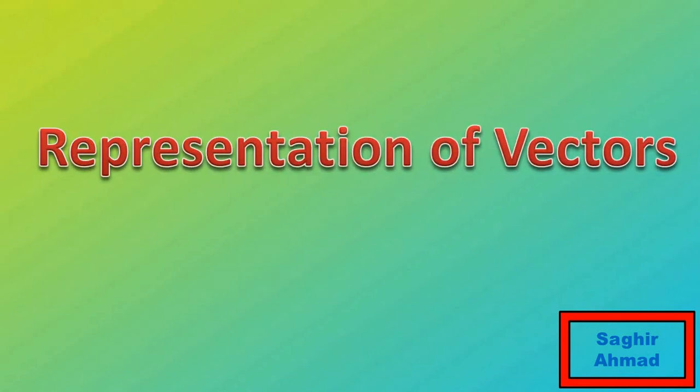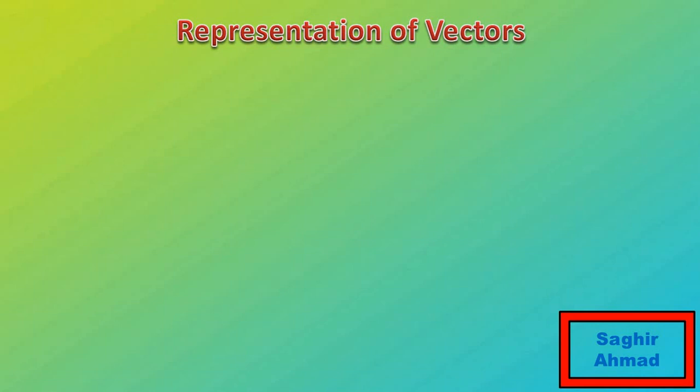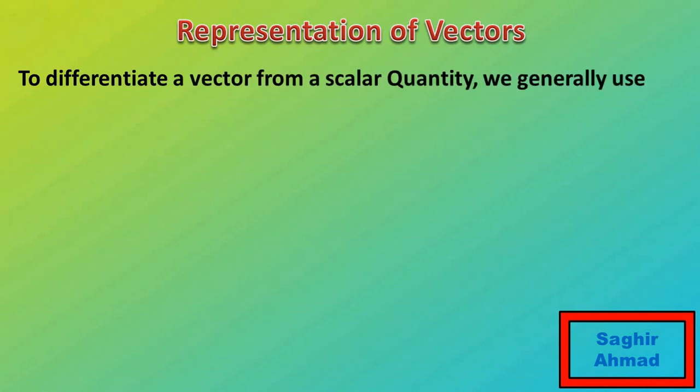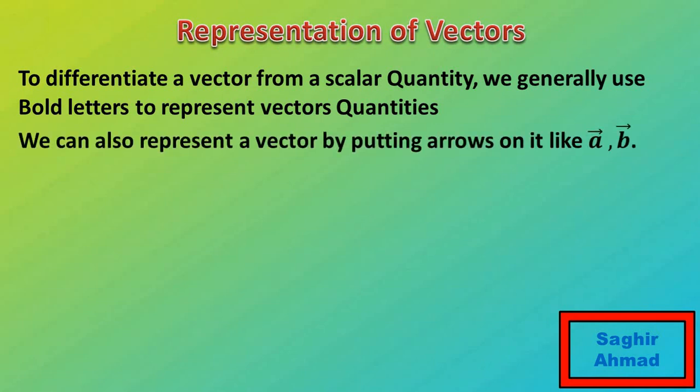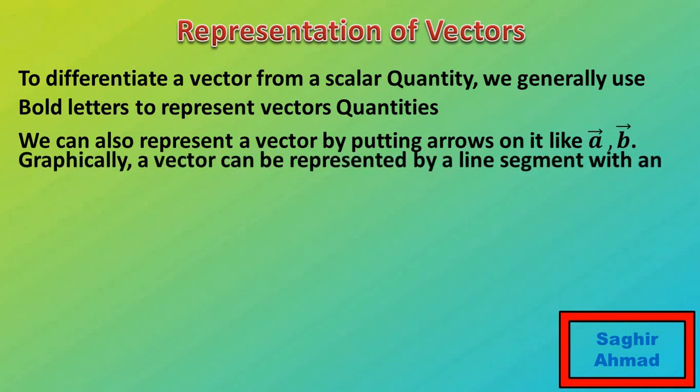Now we come to our next topic, that is representation of vectors. You know that vectors are different from scalars, so we need different methods to show vectors from scalars. To differentiate a vector from a scalar quantity, we generally use bold letters to represent vector quantities. We can also represent a vector by putting arrows on it, like a vector and b vector. Graphically, a vector can be represented by a line segment with an arrowhead. So this is our topic, representation of a vector.